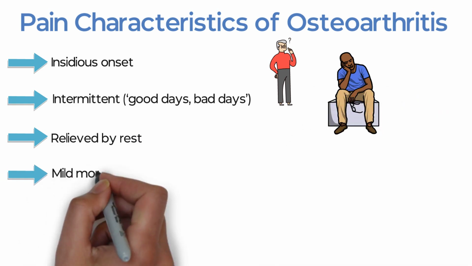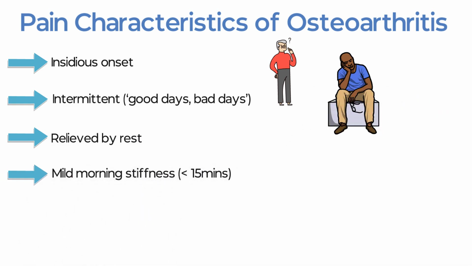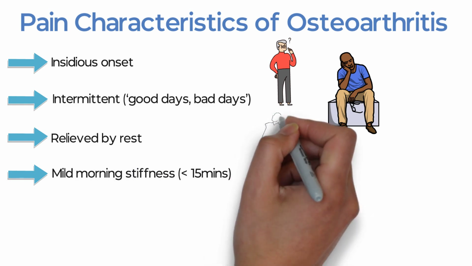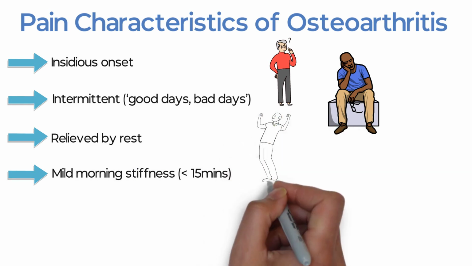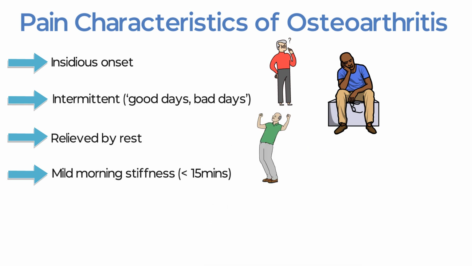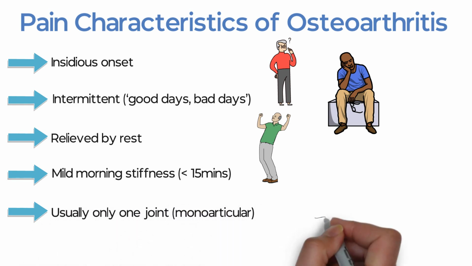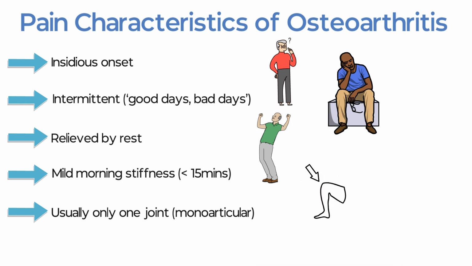There is also mild morning stiffness that is less than 15 minutes, and there is also inactivity gelling that is less than 5 minutes after rest, which also makes it different from rheumatoid arthritis. Usually it is monoarticular, that is, it only involves one joint, but sometimes it can involve more than one joint.